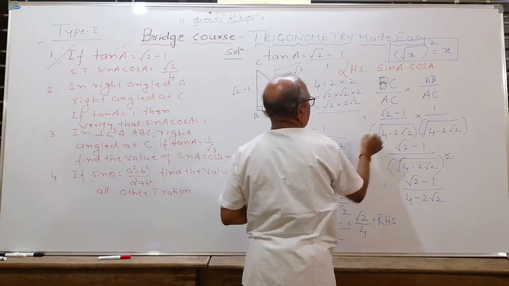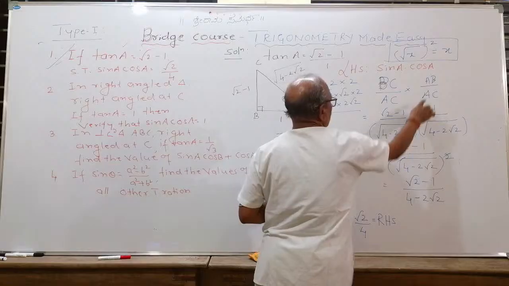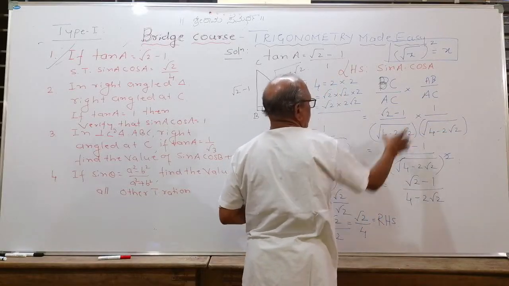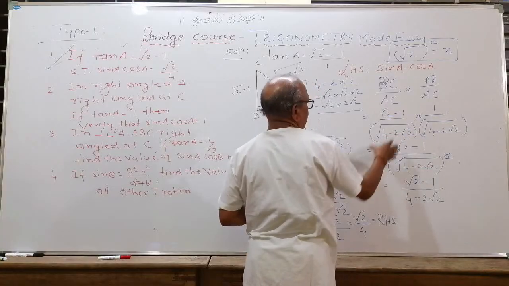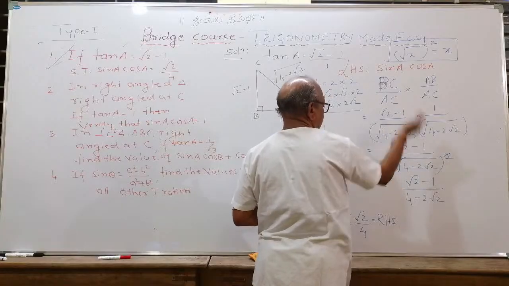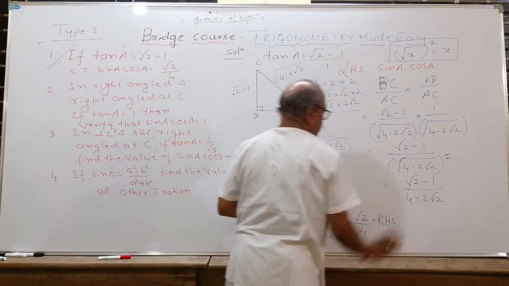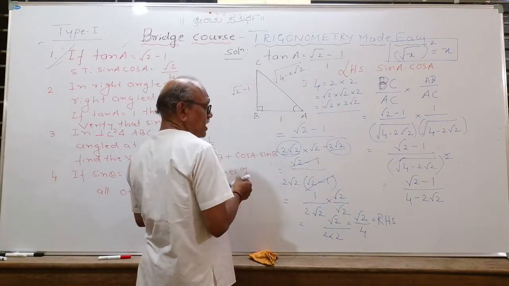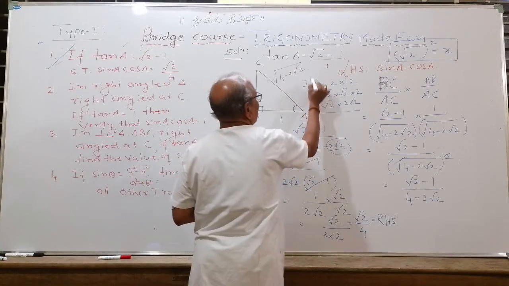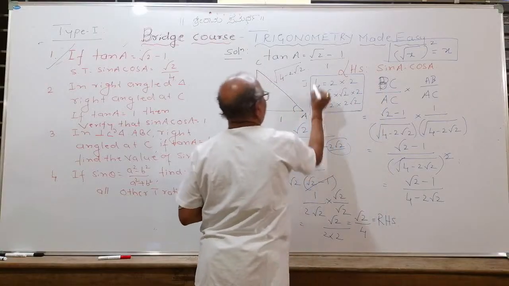Substitute. What is BC? BC is root 2 minus 1. AC is root of 4 minus 2 root 2. AB is 1. AC is root of 4 minus 2 root 2. Put root 2 minus 1 as it is. X into root x becomes root x square. Root cancels. 4 minus 2 root 2 you got. And the important part is this, many students fail in this. This is the trick, the main trick in it.